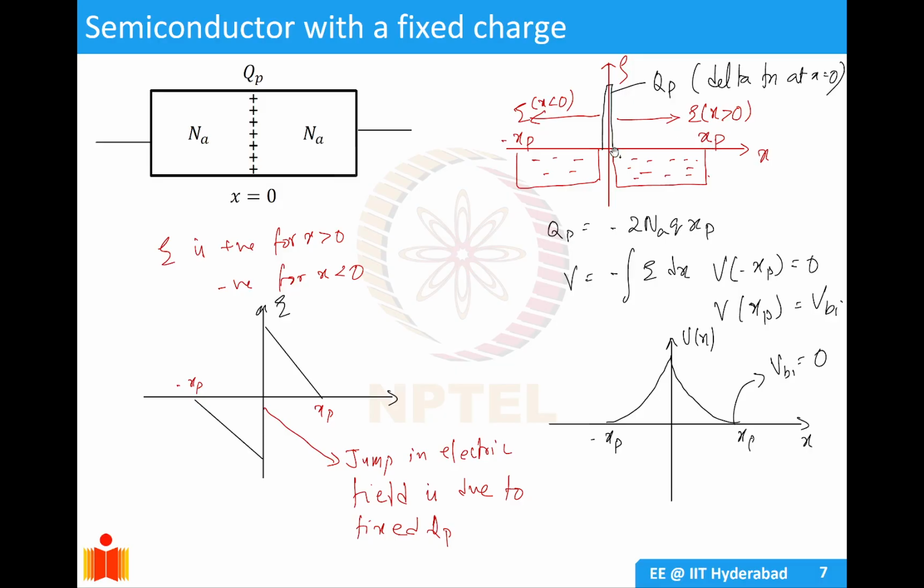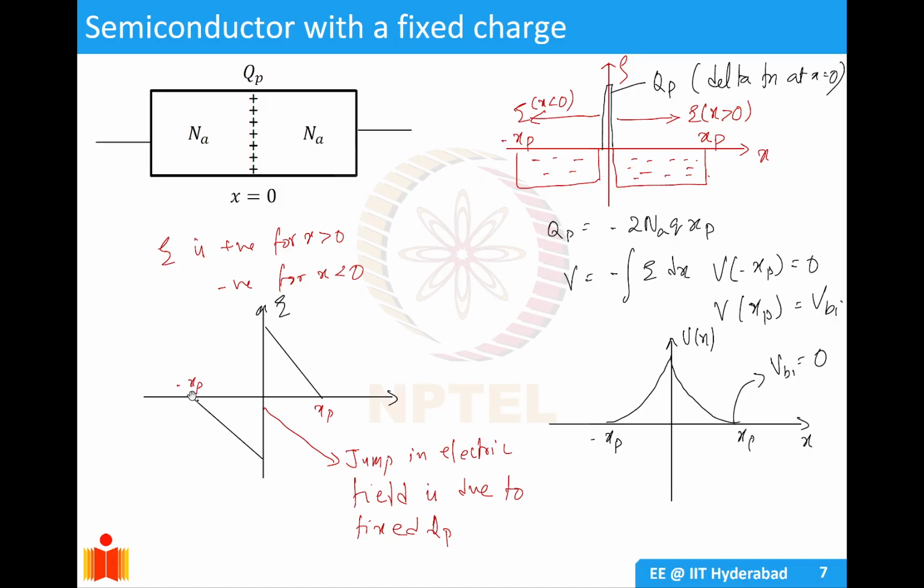And so in the middle, there's your sheet charge, which you are given. Your sheet charge is taken as a delta function at x equal to 0. By charge neutrality, you will have Qp equals minus 2 Na q xp, and using this, if you calculate your electric field, you will see that your electric field is positive for x greater than 0 and negative for x less than 0.